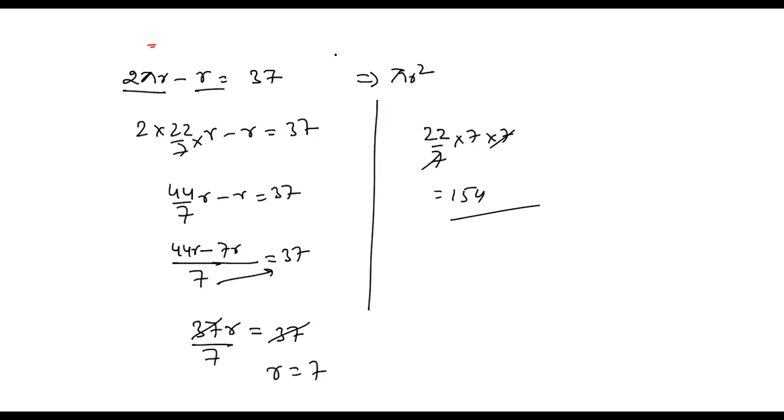So let's try the next question here. The circumference exceeds its diameter by 16.8. So here it is being given to you that the circumference exceeds, means zyada hai, the circumference exceeds its diameter.